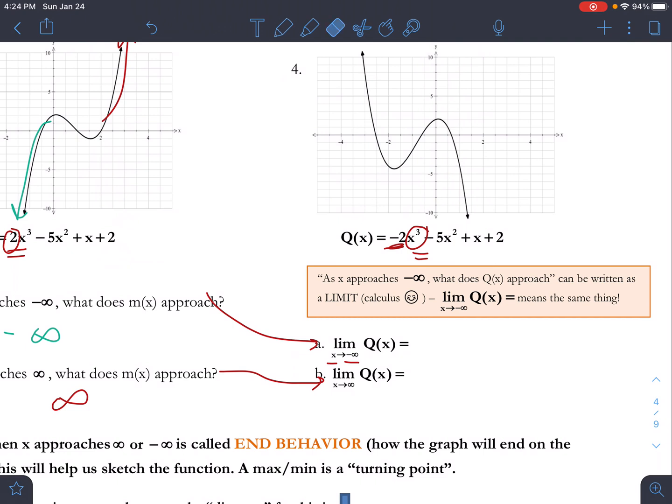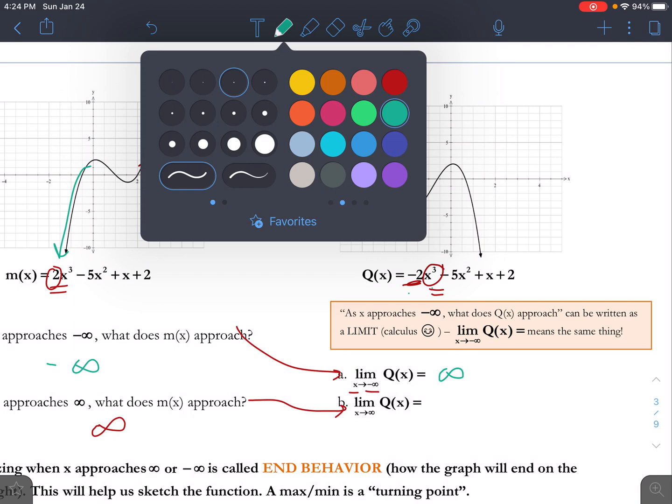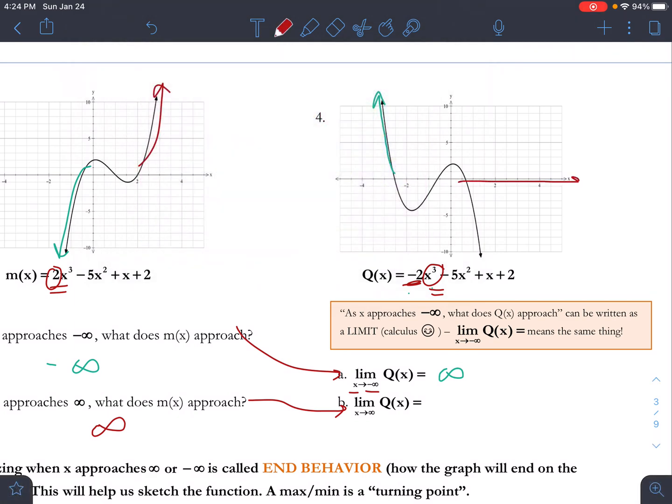So as we approach negative infinity, for a negative x cubed graph, we're going up towards infinity as my x's get smaller. And as my x's get bigger, as the x values go this way, what's happening to my y values? They're going towards negative infinity.